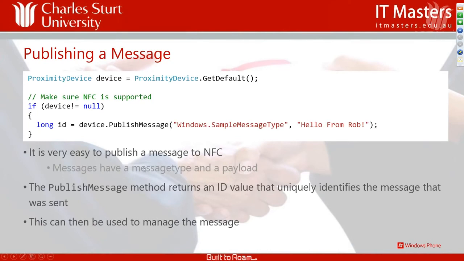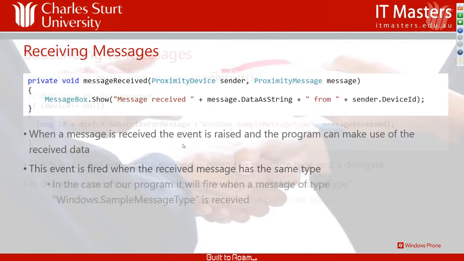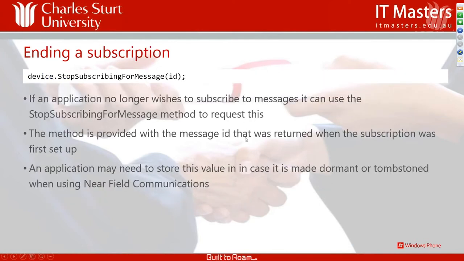Bear in mind that some devices, even running Windows Phone 8, won't necessarily have NFC built in. So essentially this will publish out a message, and then the flip side is that we can subscribe for a similar message type. Once a message has been received, we can process that message within our application. One thing to note again is that you want to make sure that you stop subscribing for a particular message, again to preserve the battery life on the device.